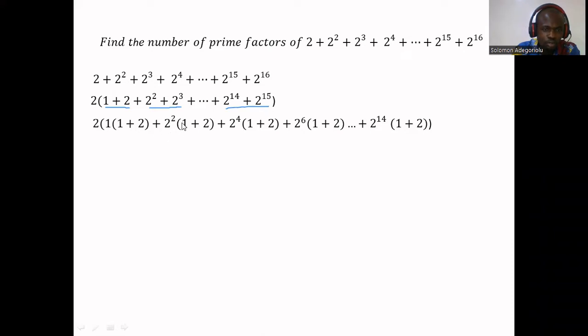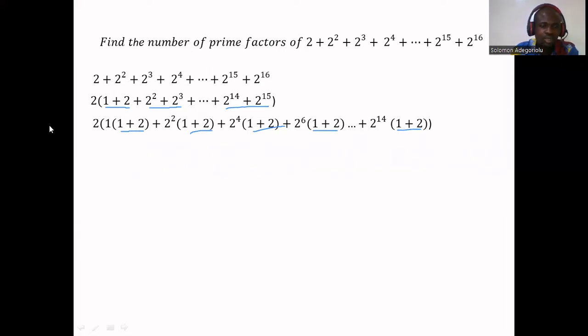2 raised to power 2 times 1 will give you 2 raised to power 2. 2 raised to power 2 times 2 here will give you 2 raised to power 3. And we have it up to 2 raised to power 14 into bracket 1 plus 2. And again, looking at the common factor, what is the common factor here? Look at it, 1 plus 2 is common here, 1 plus 2, 1 plus 2, 1 plus 2 here. Meaning 3 is a common factor here. So we're going to bring the 3 out of the bracket.